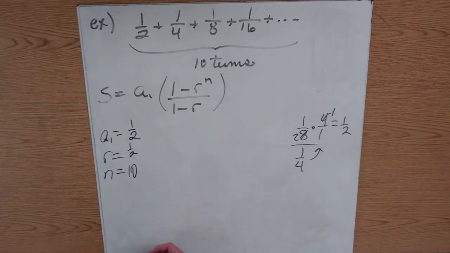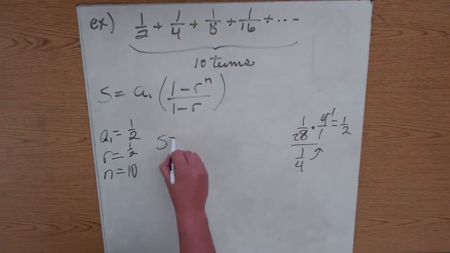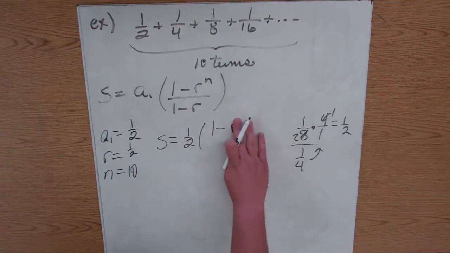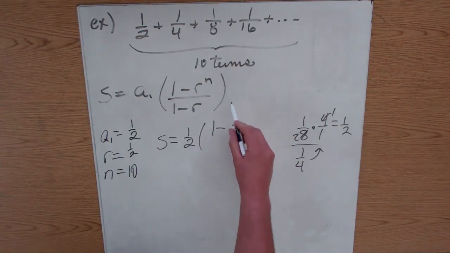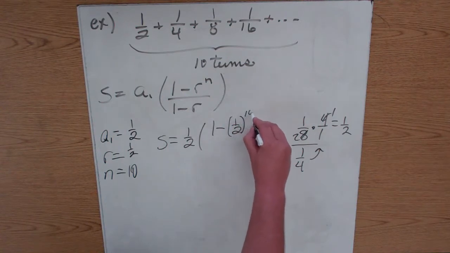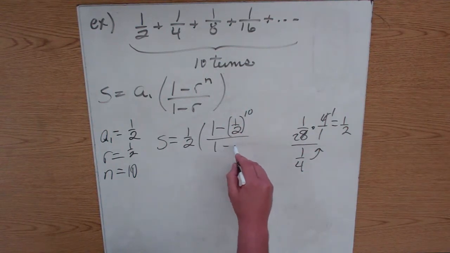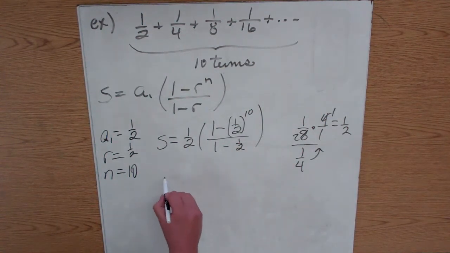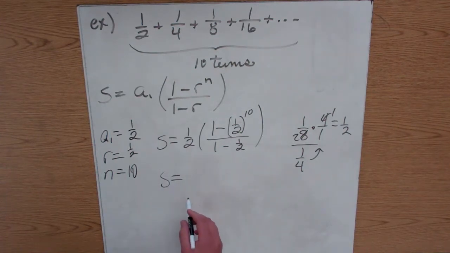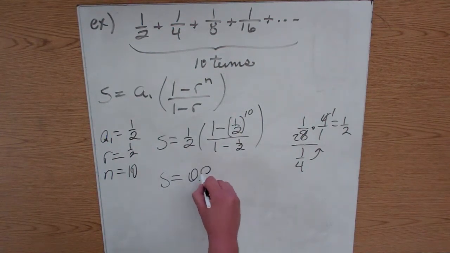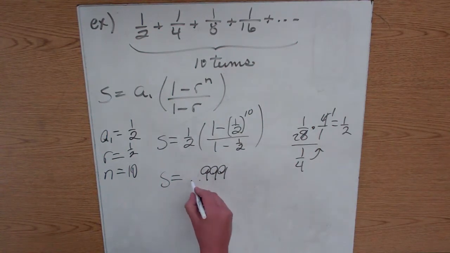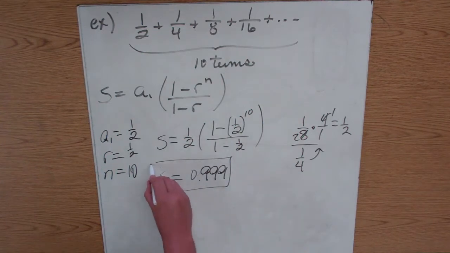So now we just plug into our formula. Our sum equals 1/2 times 1 minus r, which is 1/2, raised to our number of terms, which is 10, over 1 minus 1/2. That is going to be our sum. So you put this in your calculator, and your sum equals 0.999.